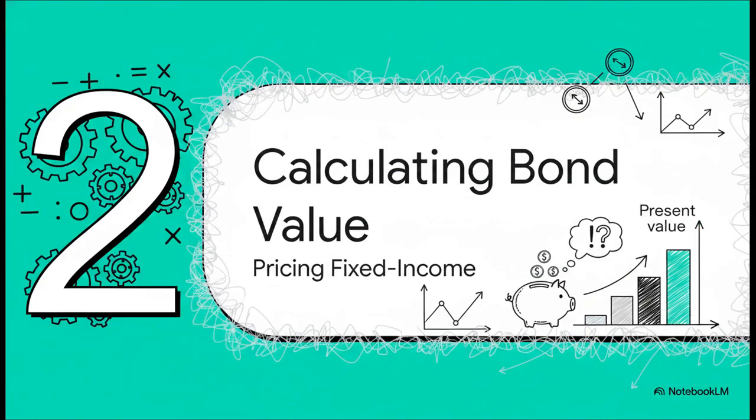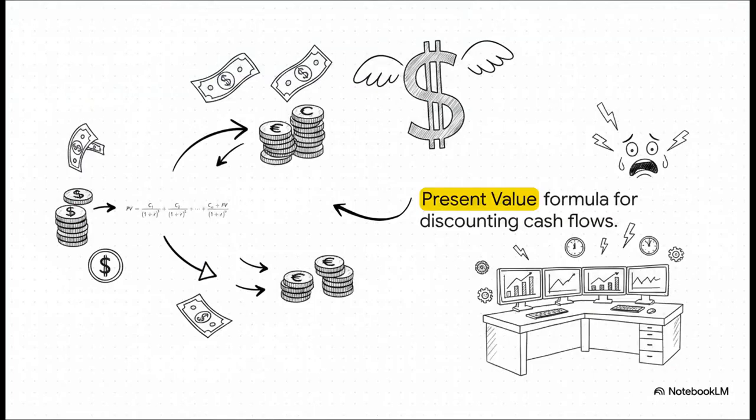Moving right along, Section 2, Calculating Bond Value. All right, brace yourselves. The classic textbook method for calculating present value involves a frankly terrifying algebraic equation. To find a bond's exact fair price manually, you have to project out its future coupon payments, add in its final principal, and then heavily discount all those cash flows back to today's dollars based on the prevailing interest rate.